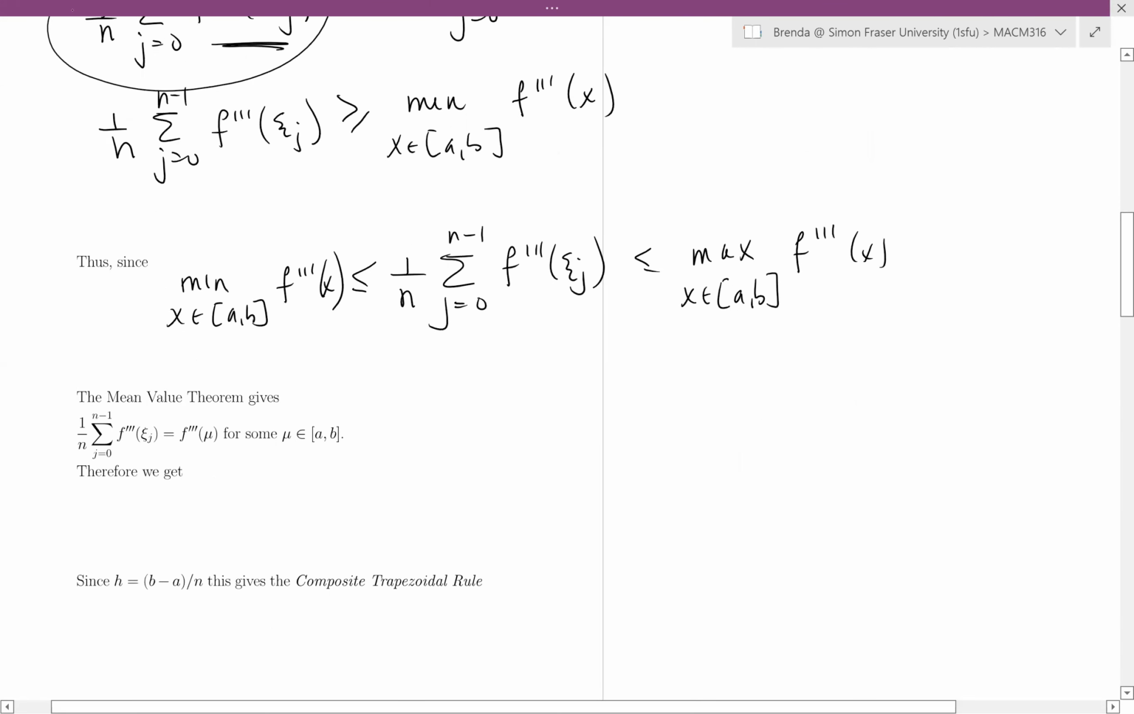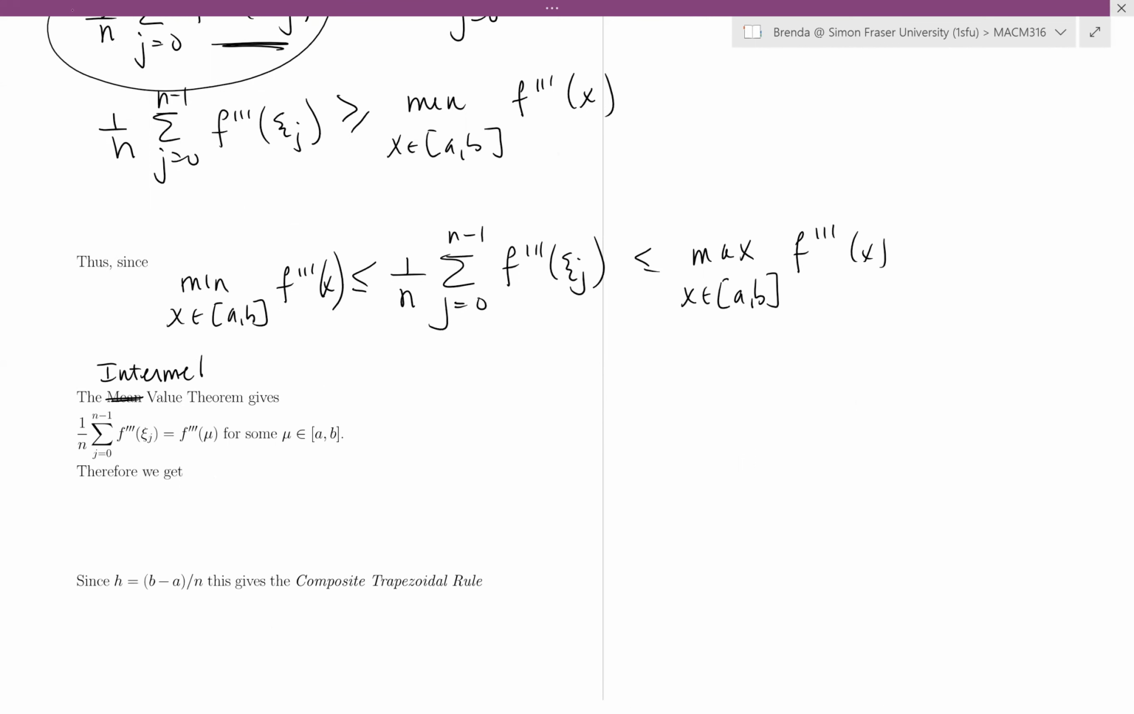And this is actually the intermediate value theorem here. The intermediate value theorem tells you that there is going to be some mu in there where that guy is equal to the third derivative of mu. There's some mu in there. I don't know what that is.